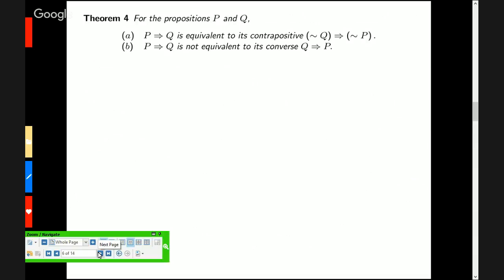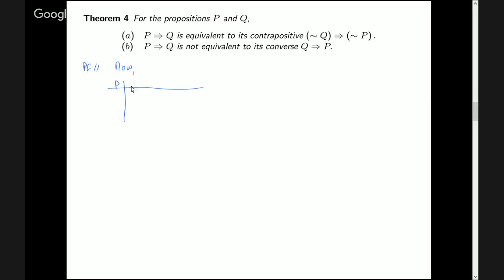How do we look at that? Suppose we're trying to prove this. We have to make a truth table, right? So let's make the truth table. What goes under the P column? True, true, false, false. What goes under Q?